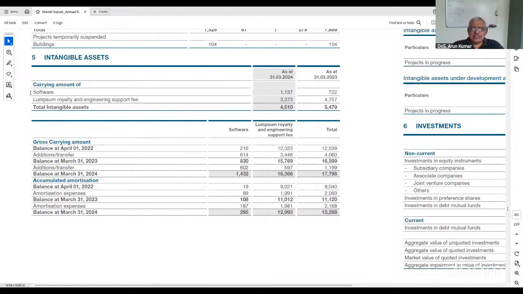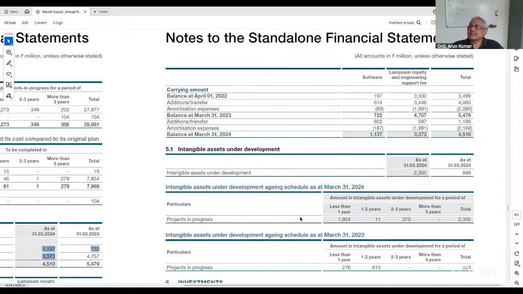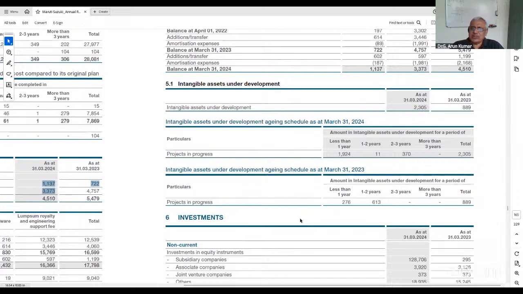We see intangible assets. What is the intangible asset? Software. That is what it is. It just said intangible asset. What is an intangible asset? Is it a patent? No, it is only software. It is only lump sum and royalty that I paid out. So the details of it is what you will obtain. And why do I need the detail? Because details are required when you do the analysis. So intangible assets under development. What are the projects in progress? How many years have you spent on the project? Less than 1 year, more than 1 year, 2 to 3 years, and intangible assets under development, and so on.